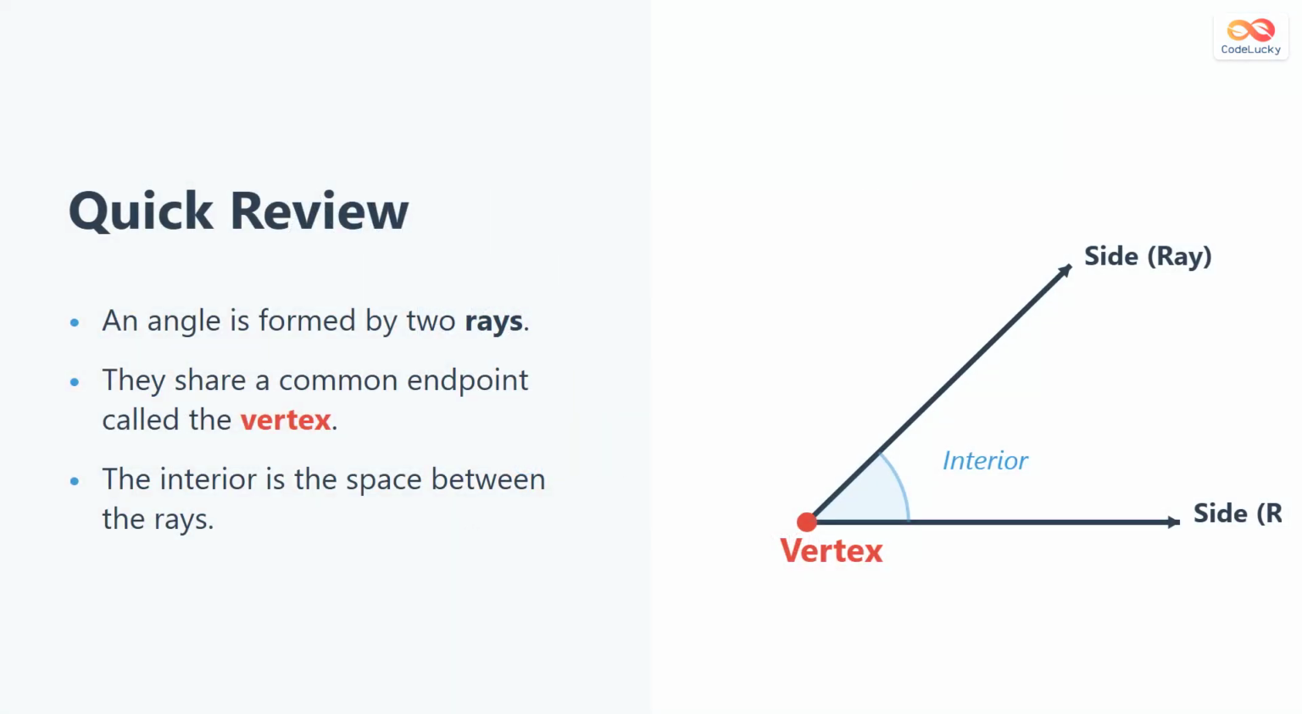Before we dive in, let's quickly review what an angle is. An angle is simply formed by two rays that share a common endpoint. This endpoint is called the vertex. The space between these two rays is known as the interior of the angle.